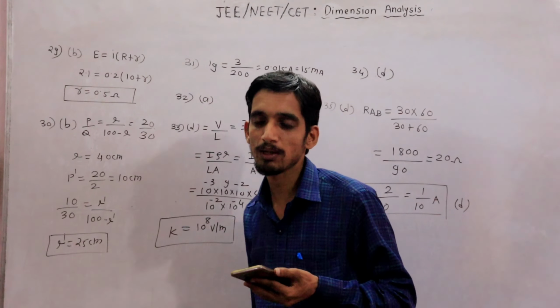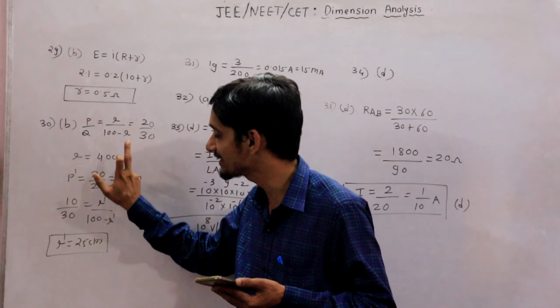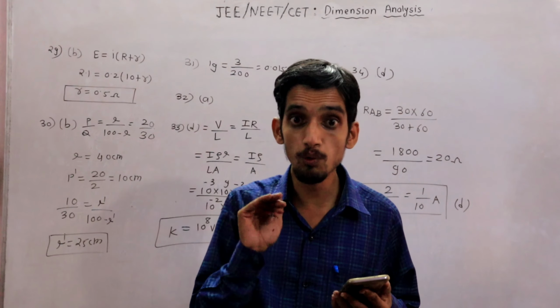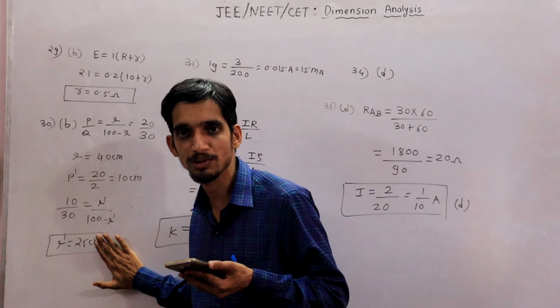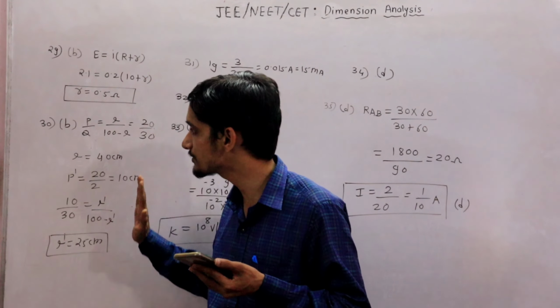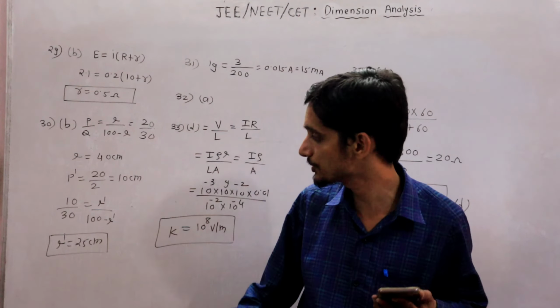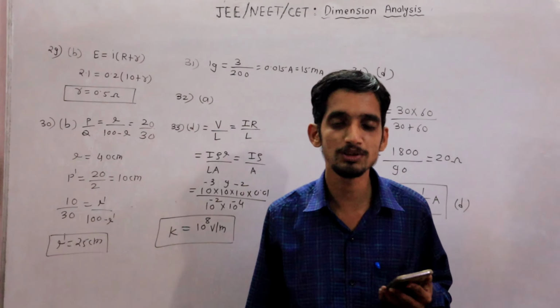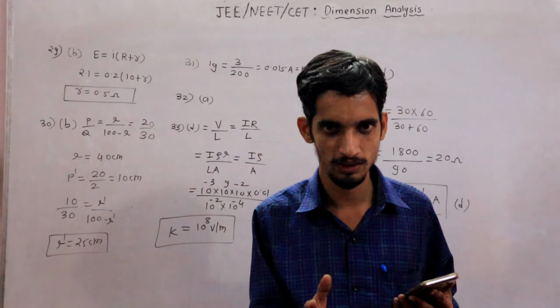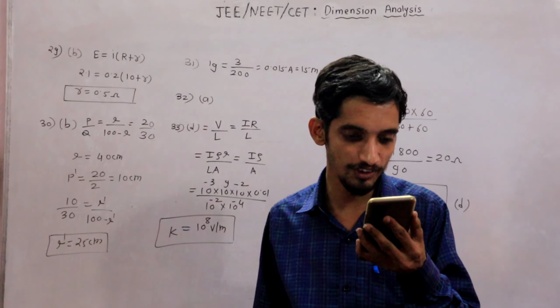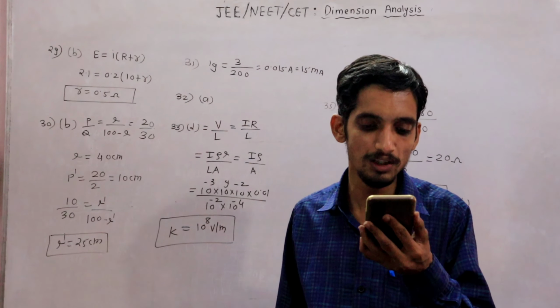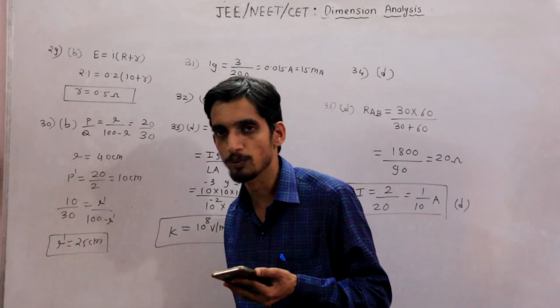So in this case, the original balancing point was 40 centimeter from the left, now the balancing point is 25 centimeter from the left. It means the balancing point is shifted by how much? 40 minus 25 means 15 centimeter to the left. The balancing point is shifted 15 centimeter to the left. Option B is the correct answer for this question.